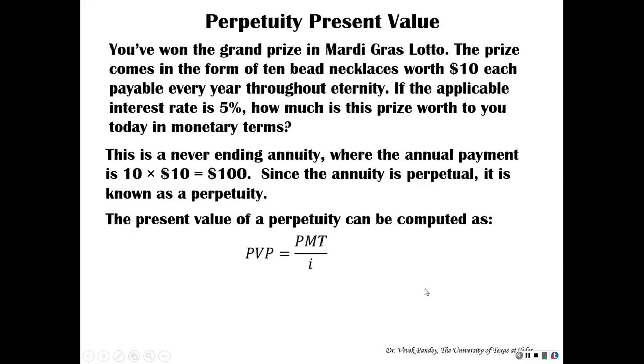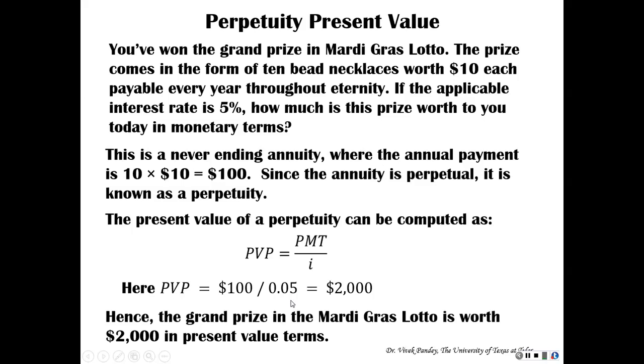The present value of perpetuity is really that simple. As we had done, I took the 100 divided by the 0.05 interest rate to get 2,000. That's the present value for perpetuity. So take the payment divided by the interest rate and you get the present value of perpetuity. It's simple as that. And so this prize is actually worth $2,000.